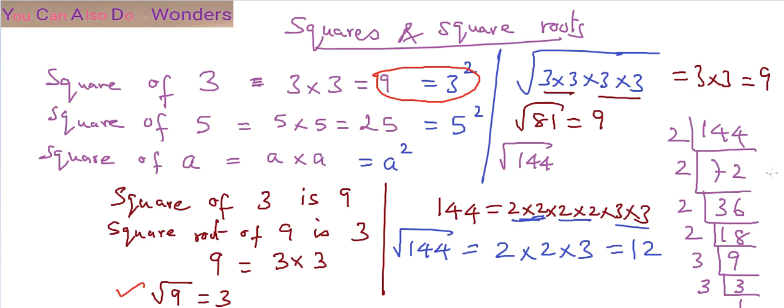Such numbers are called square numbers. When you find the square root of 144, we get 12, which is a whole number, or natural number. Therefore we call 144 a square number, or a perfect square.